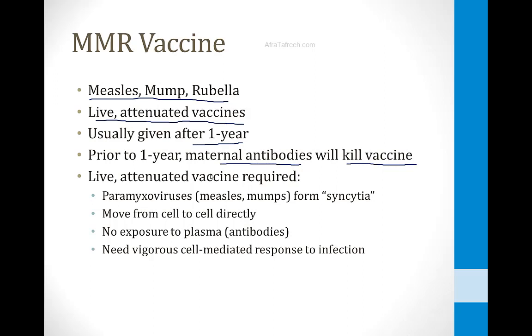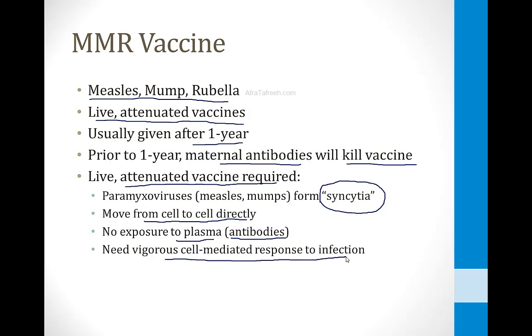You should also know that a live attenuated vaccine is required for vaccinating people against measles and mumps. That's because these two viruses form what's called syncytia. So syncytia are when infected cells clump together, and it allows the virus to move from cell to cell directly. As a result, measles and mumps viruses are usually not exposed to plasma, so antibodies aren't very effective. In order to vaccinate against this, you need to generate a vigorous cell-mediated response to infection.